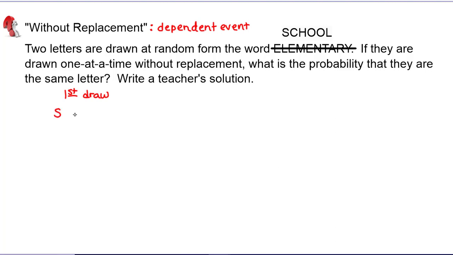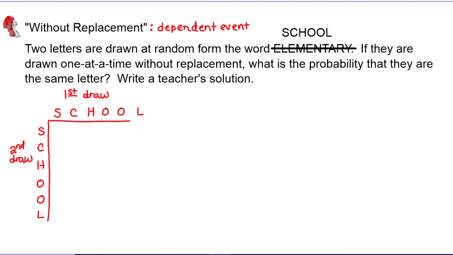And so we're going to draw an S, or we could draw a C, an H, an O, or an L. And our second draw, we could also draw an S, a C, an H, an O, or an L. Draw our area model. We're going to draw all of our possibilities, just like we did before, so everything is staying the same.